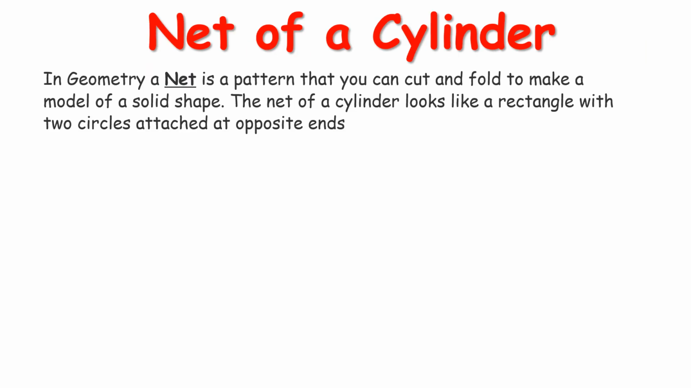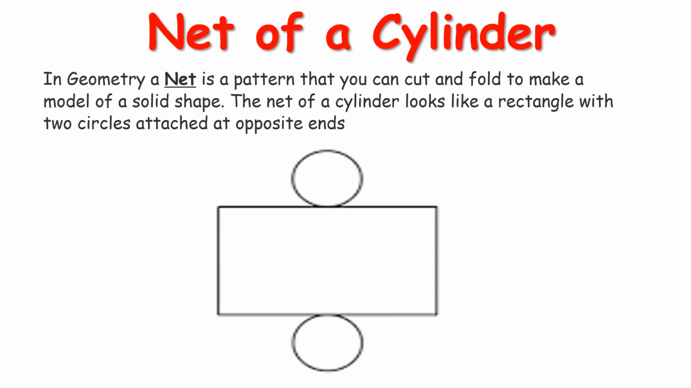Sometimes we're asked about the nets of shapes. We met nets in more detail in the area and volume video on triangles. That's linked in the description below. But for a cylinder, this is what it looks like. We have that rectangular piece that creates the curved part, and then we have two circles, one at the top and one at the bottom.